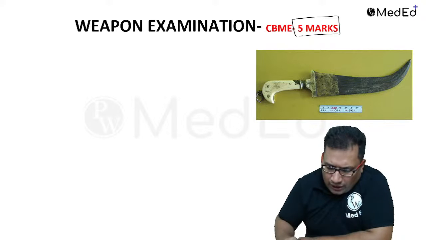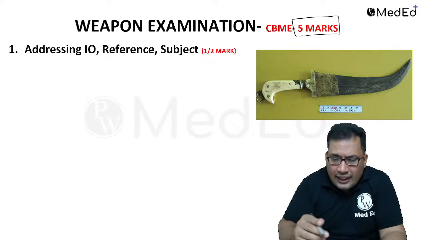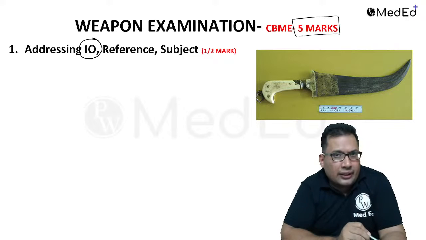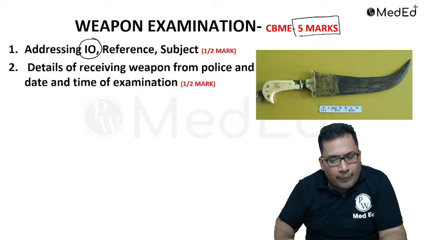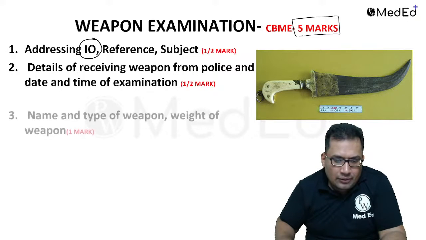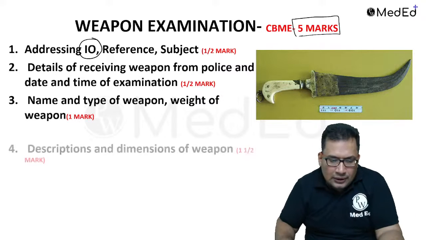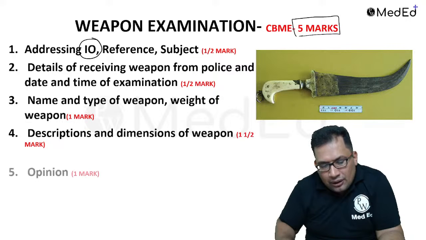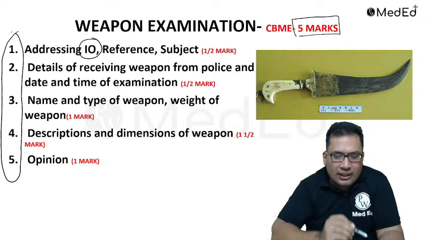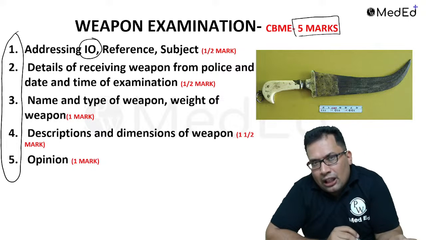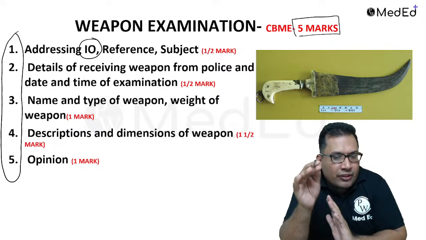Weapon examination, again, what you need to write: addressing the investigating officer, reference, and the subject. Second thing you need to write: details of receiving the weapon from police and date and time of exam. Name and type of weapon, weight of the weapon, description and dimensions of the weapon. Finally, the opinion. Again, there are 5 parts. Let's see one by one how to write a weapon examination certificate. The first thing, addressing IO, reference and subject.